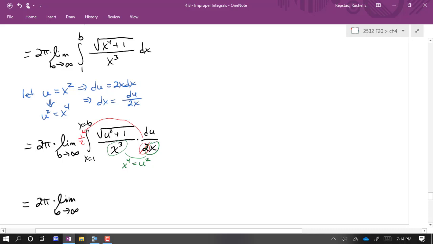So now pulling out that 1/2 will cancel the factor of 2 out in front, so now we just have a factor of pi. And we have the integral x equals 1 to x equals b of the square root of u squared plus 1 over u squared du. Now this is a form that at least we could kind of look up in the table.